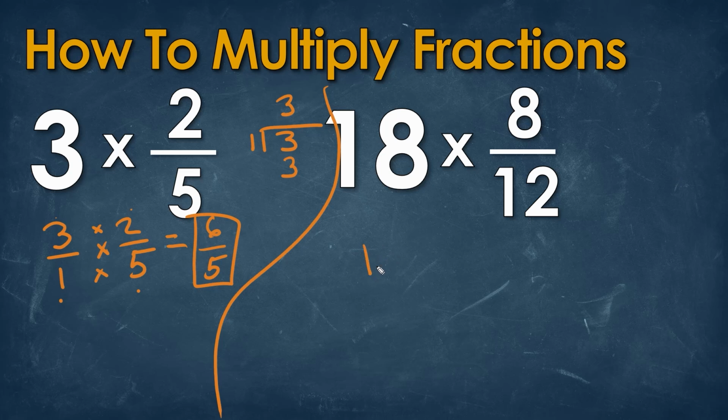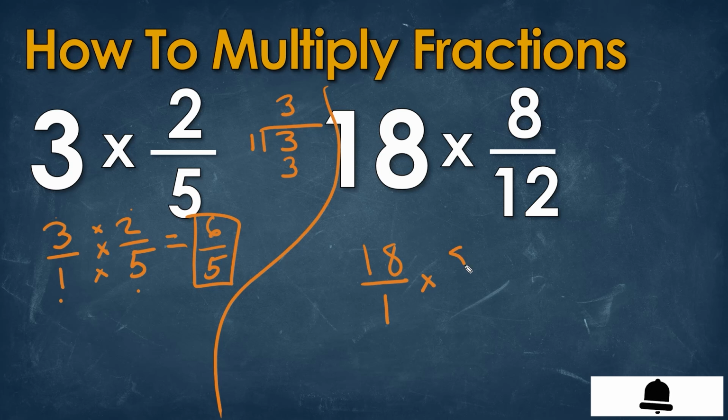So again, our trick for turning this 18 into a fraction is just to put a 1 at the bottom, and then we're going to multiply it by 8 over 12. Now there's a couple tricks that we can do to make this multiplication a little bit easier, because 18 times 8, that's going to be a big number, and then dividing that by 12 would be a little bit tricky. So what we can do is we can actually simplify.